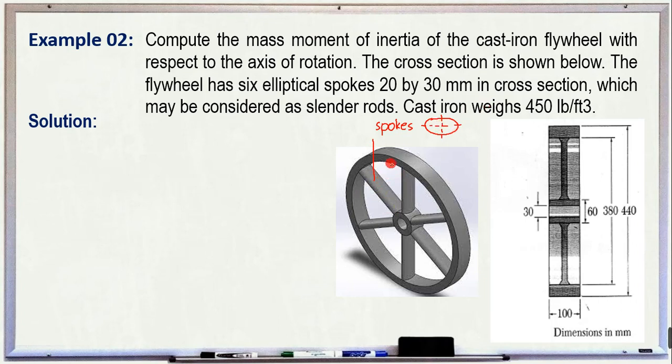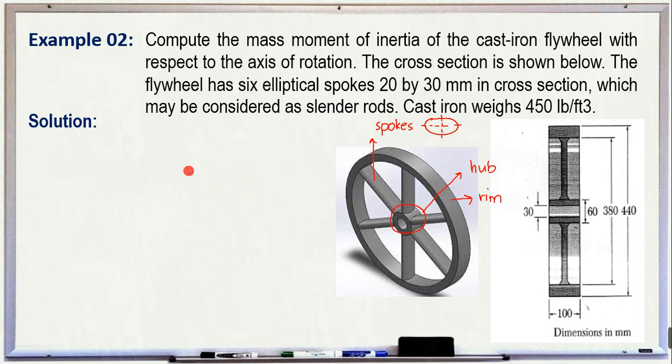This flywheel is made of cast iron with a density of 450 pounds per cubic feet. These are the additional dimensions. Again, you also need to know the parts of our flywheel. First, this hollow cylinder in the middle is our hub. And then the outer hollow cylinder is our rim. Okay, so how are we going to analyze this one?